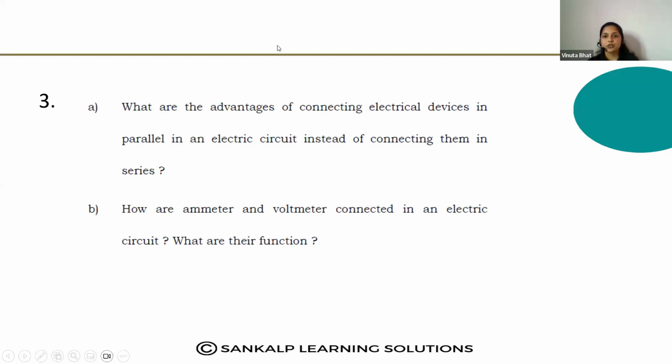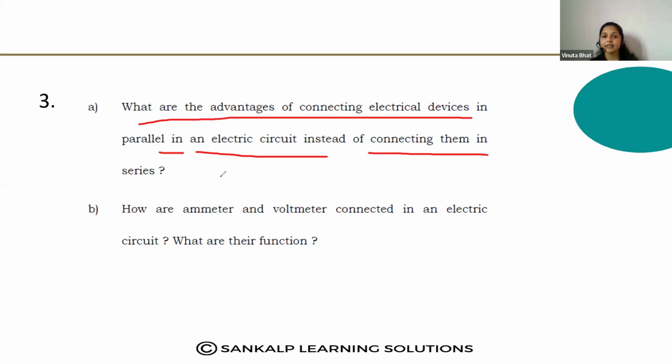Yes, note the next question. What are the advantages of connecting electrical devices in parallel in an electric circuit instead of connecting them in series? How are the ammeter and voltmeter connected in an electric circuit? What are their functions? Please note down this question.